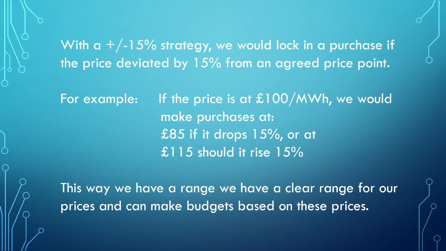Here in this example, we're going to be looking at a plus minus 15% strategy. With this, we will take an agreed starting point, and if the price deviates by 15% up or down, we would then look to lock in the purchases. So for example, if the initial price is £100, we would lock in if it either drops to 85 or rises to 115, whichever would happen first.